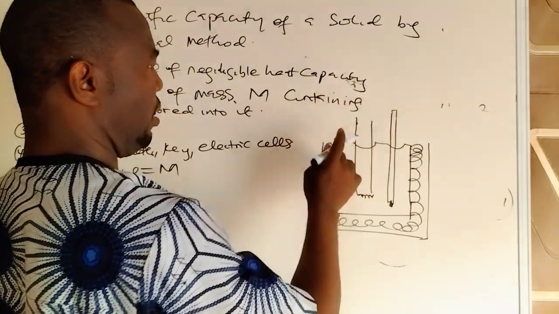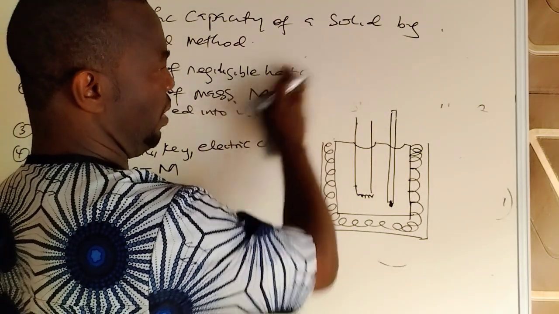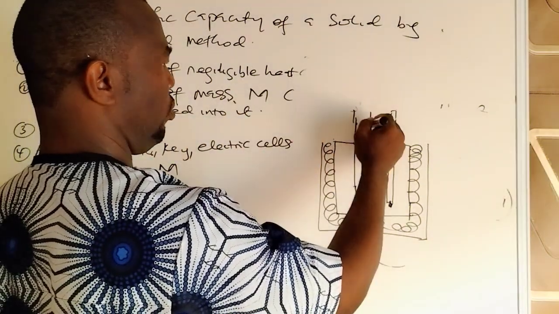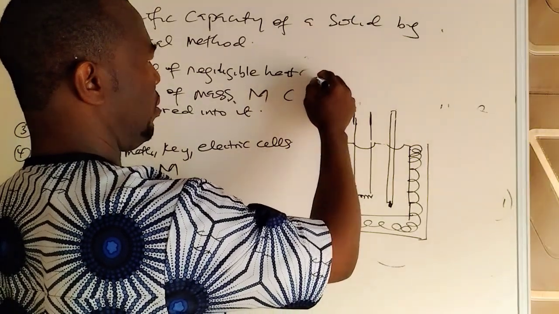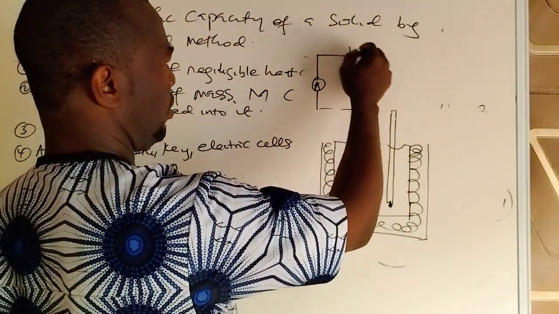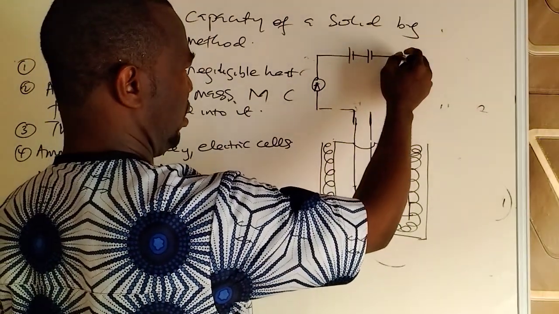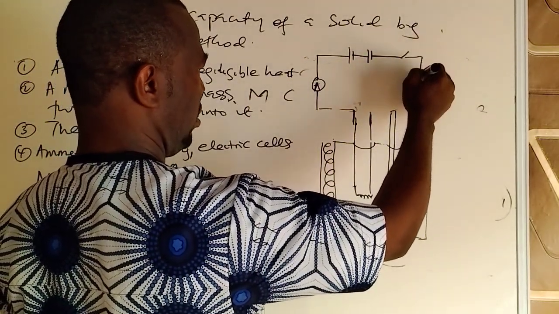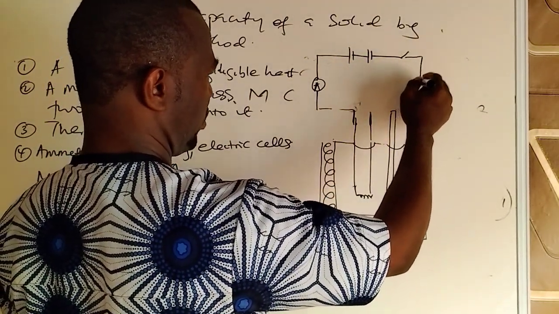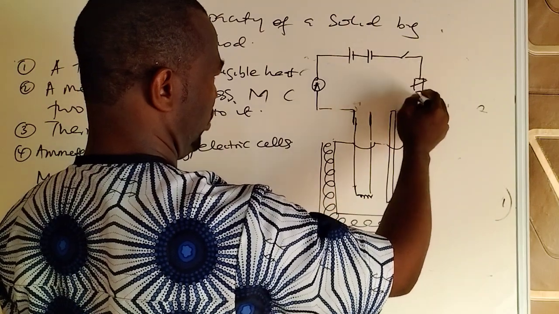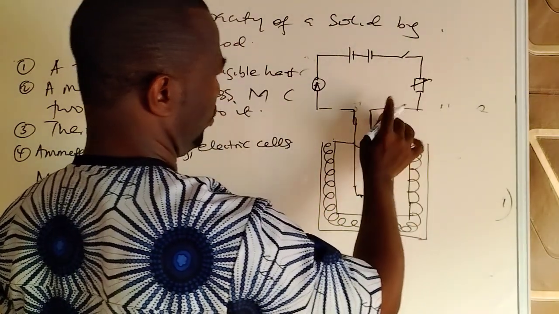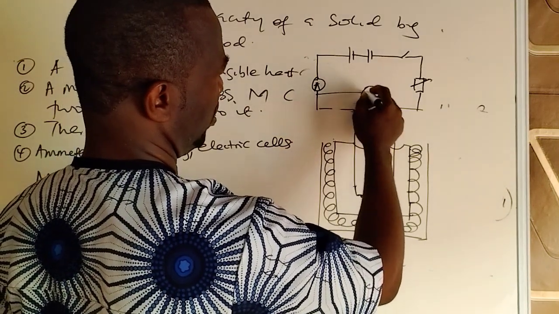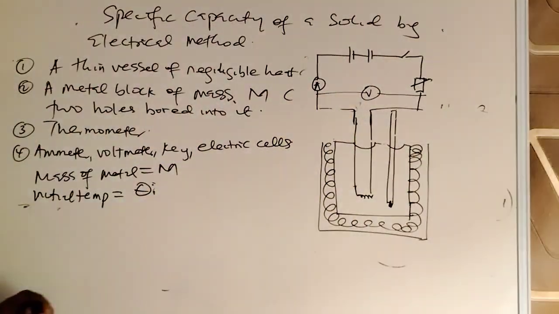and then connect the terminals of the heater to the electrical source: our ammeter here, our battery, and then our key, then our rheostat to adjust the current to a stable value, and then we'll have this kind of situation. This is our voltmeter. So that is the process.